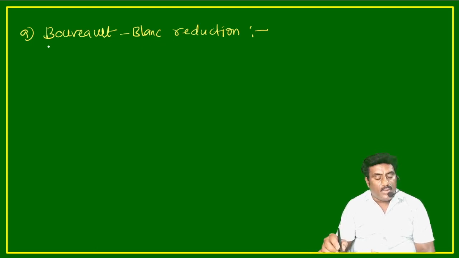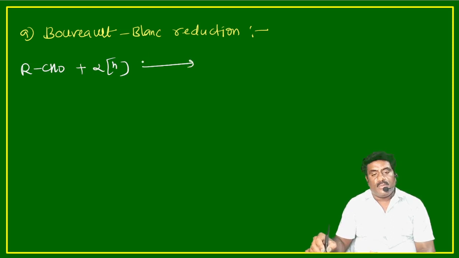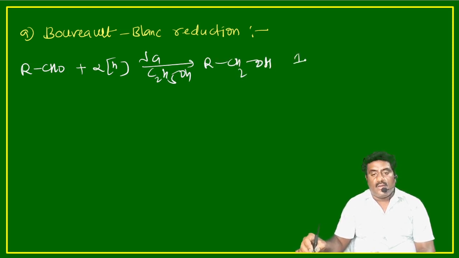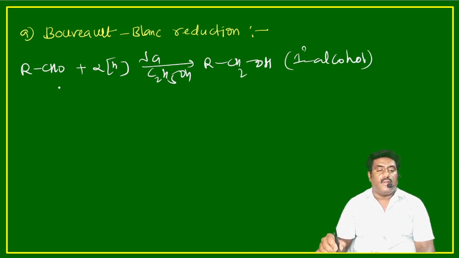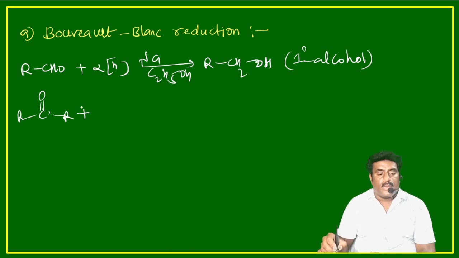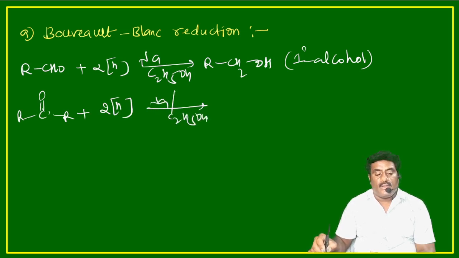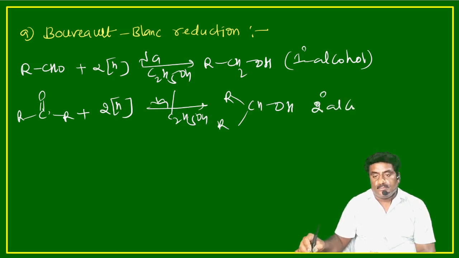Bouveault-Blanc reduction. What is Bouveault-Blanc reduction? An aldehyde, RCHO, in presence of sodium in ethanol gives primary alcohol. Again, I am taking a ketone. Ketone reduction with sodium in ethanol gives secondary alcohol. So Bouveault-Blanc reduction means aldehydes or ketones in presence of sodium and ethanol: aldehyde gives primary alcohol, and ketone gives secondary alcohol.